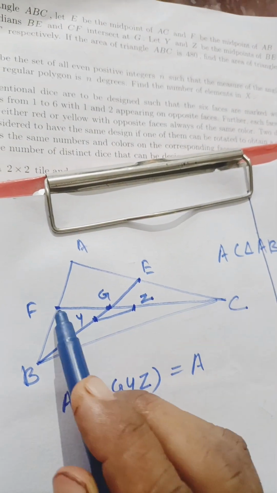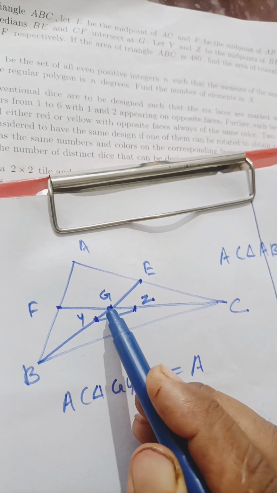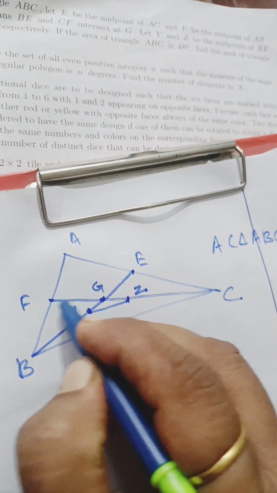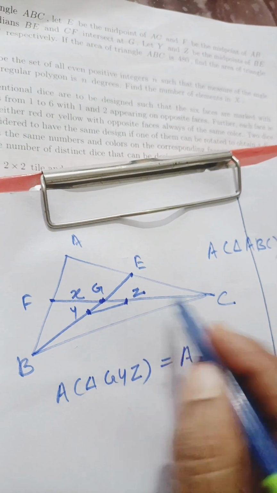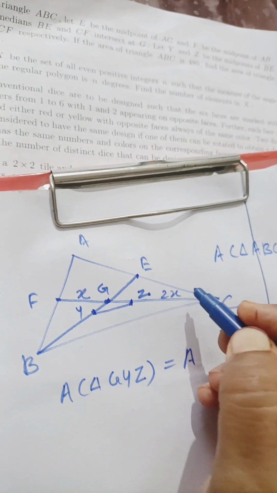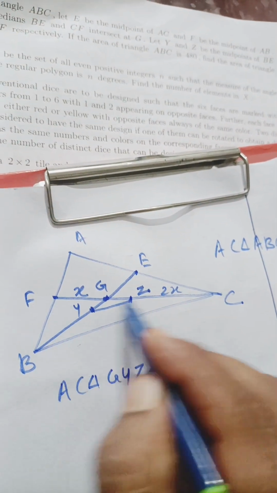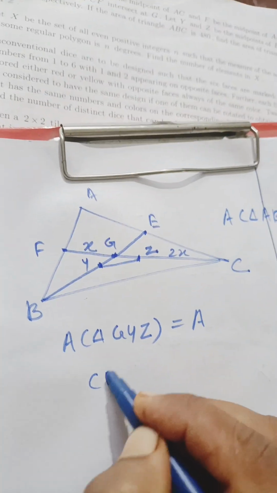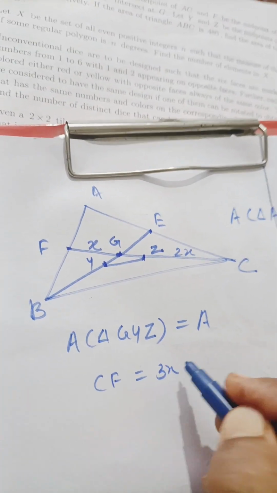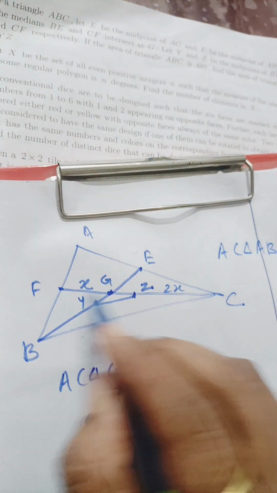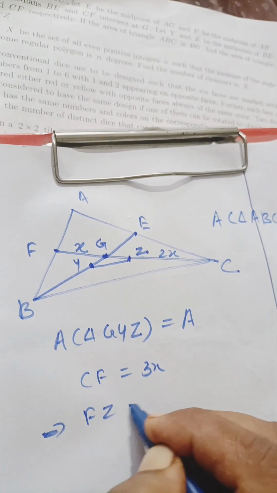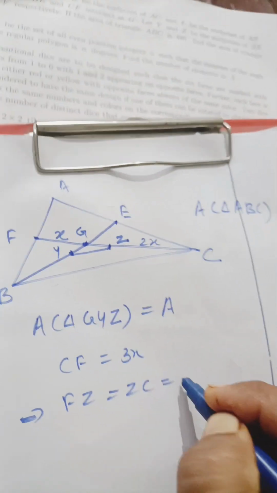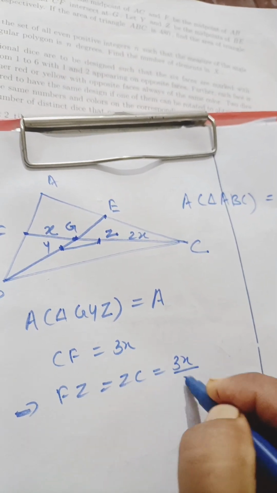Now see, this CF is a median, G is the centroid. If we consider this FG as X, then this GC in total will be 2X. Understood? So in total CF will be 3X, and this Z is the midpoint of CF. So we can say FZ equals ZC equals 3X by 2.